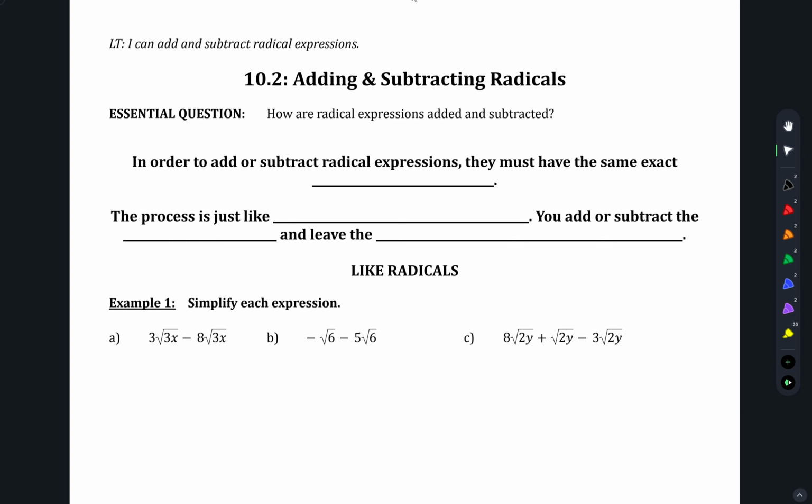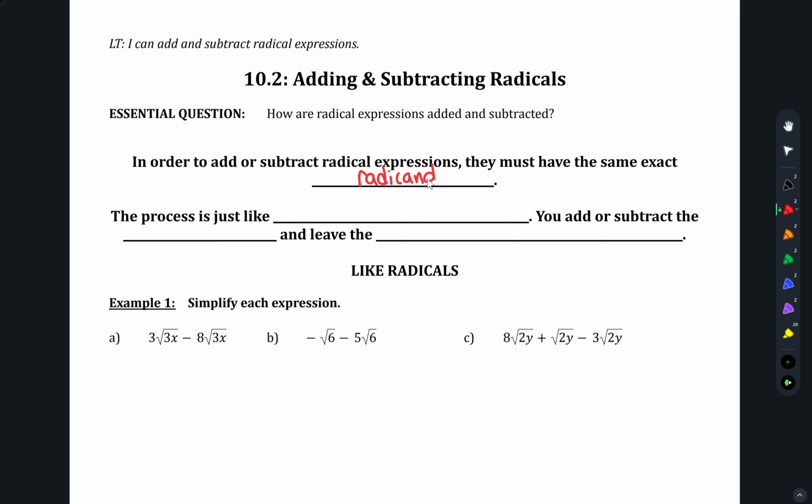10.2 today. We're going to add on some more rules to my blue sheet, so I'm hoping those are all in front of you. We're going to add and subtract radicals today, which we have not done yet. In order to add or subtract radical expressions, the one rule that we must follow is that they must have the exact same radicand. Remember that word radicand, part of our vocab. Radicand means that the thing on the inside of the radical has to be the exact same in order for us to add or subtract them.